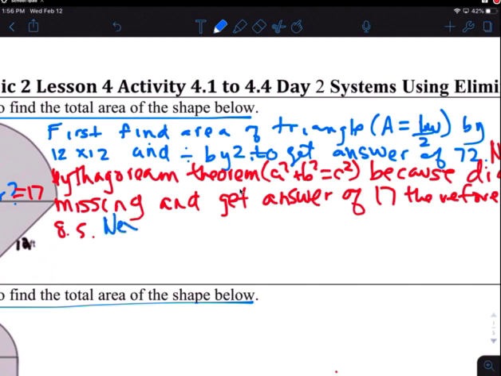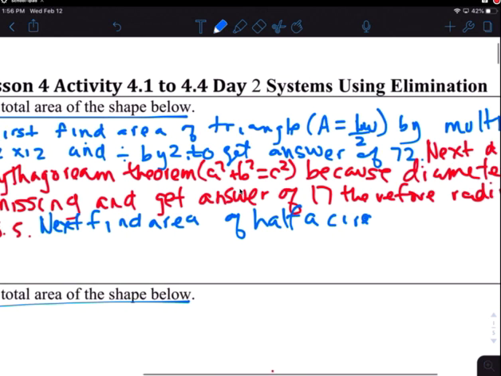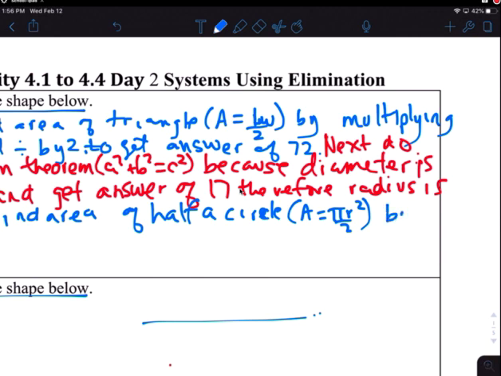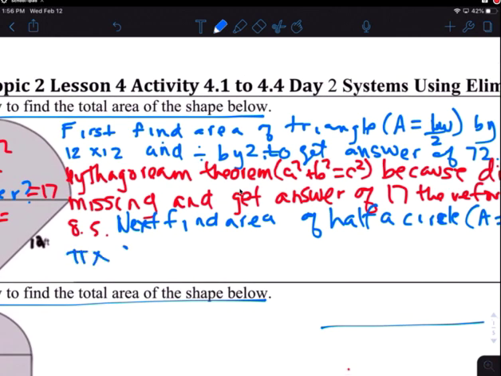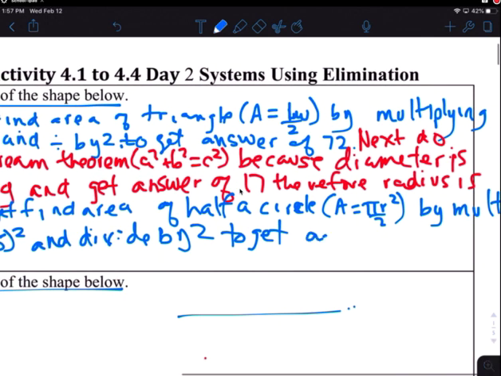Next, find the area of half a circle because we have the diameter now. Area of a circle by doing A equals pi r squared divided by 2. Okay, so by multiplying pi times 8.5 squared and divide by 2, to get an answer of 113.5.